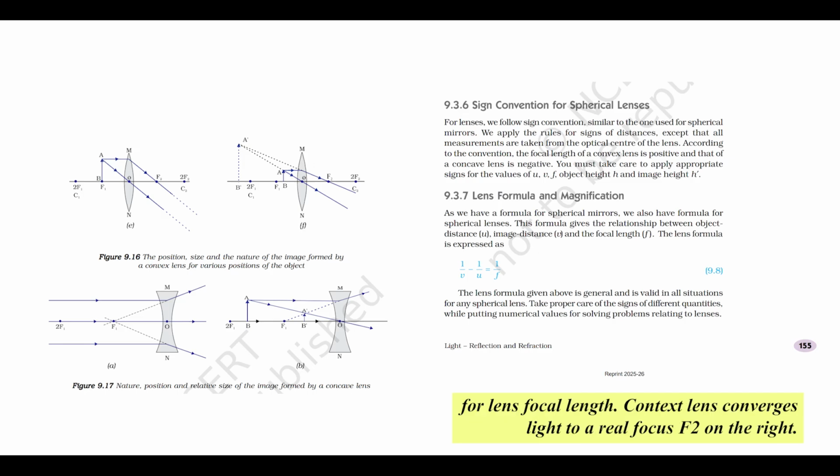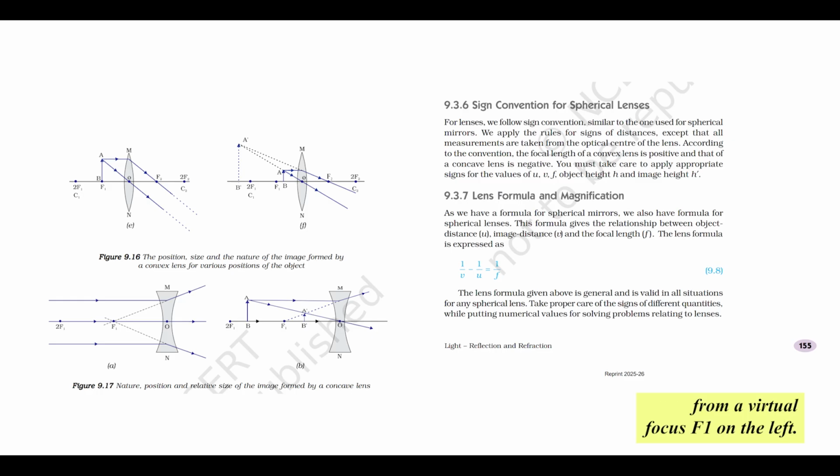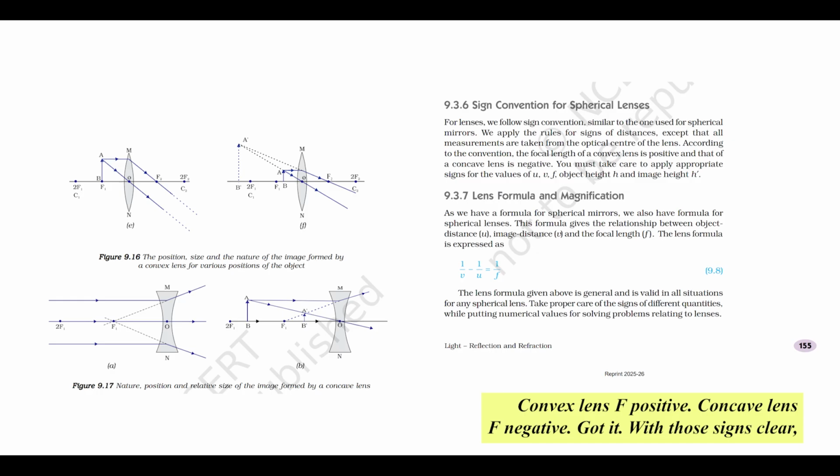A convex lens converges light to a real focus F2 on the right. Its focal length f is positive. A concave lens diverges light from a virtual focus F1 on the left. Its focal length f is negative. That's opposite to mirrors for the focal length signs relative to type. Convex lens f positive, concave lens f negative. With those signs clear, let's introduce the lens formula and magnification for lenses.